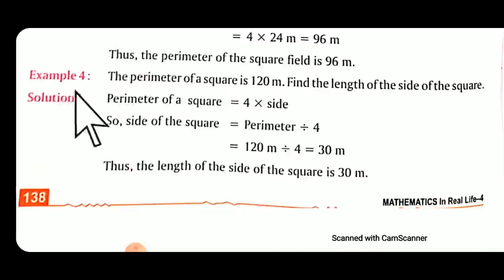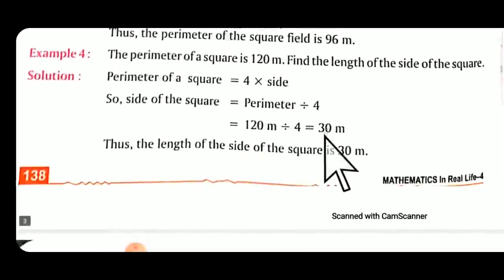Then example number 4. The perimeter of a square is 120 meters. Find the length of the side of the square. See, they have given the total perimeter and they are asking you to find each side. So, how are you going to do it? Perimeter of a square is equal to 4 into sides. That is the regular formula. Whereas to find the side, now it gets changed: side of a square is equal to perimeter divided by 4. What is the perimeter given here? 120. 120 divided by 4, you will get 30. It is one side. 30 meter is the length of one side of the square.